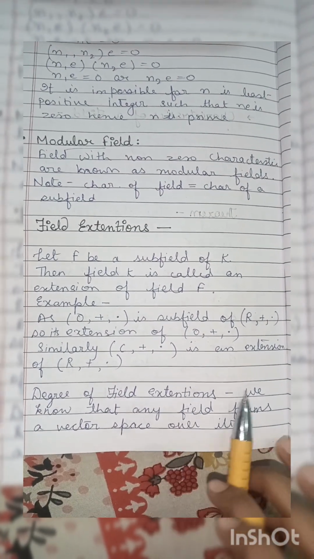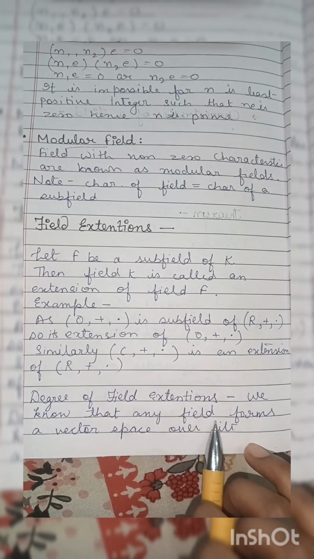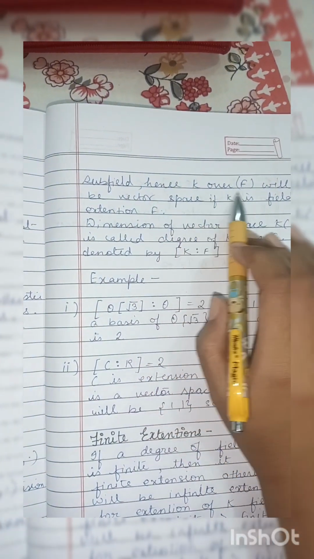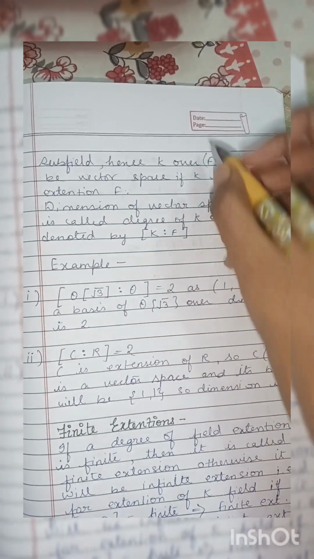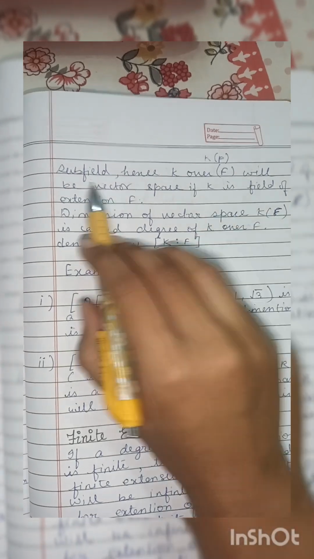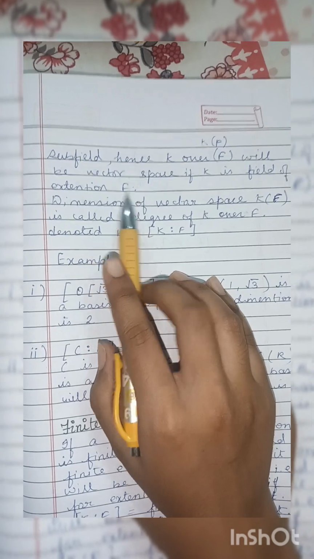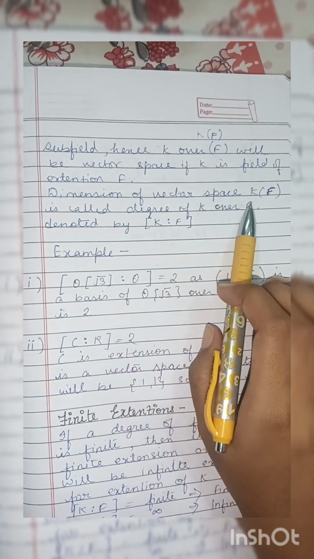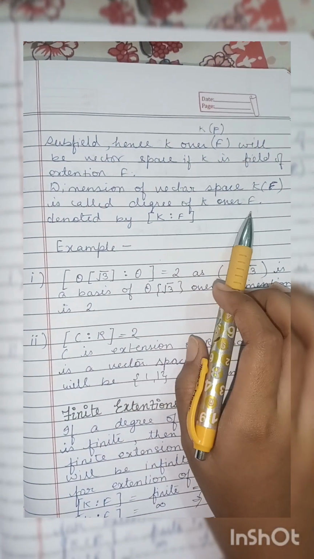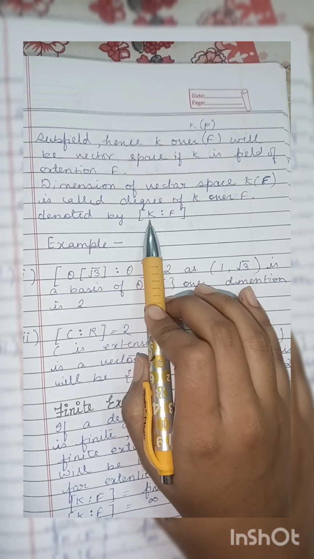Now we have the next thing as degree of field extension. What is a degree? So we know that any field forms a vector space over its subfield. Hence K over F will be a vector space if K is an extension field of F. The dimension of vector space K over F is called the degree of K over F. It is denoted by [K : F] with square brackets. So this is the denotation.